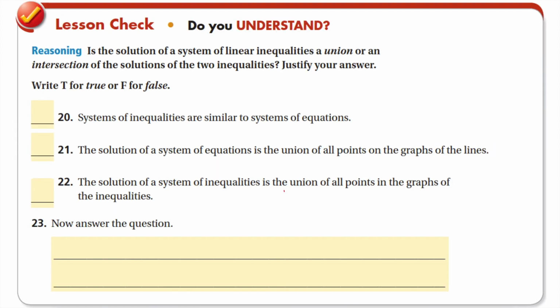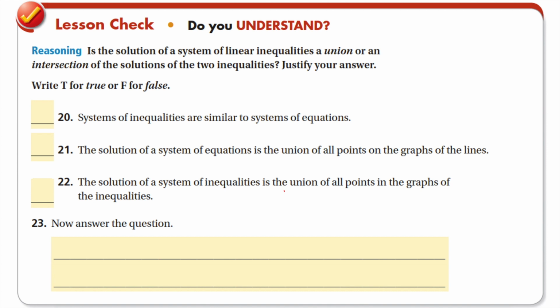And we finally made it to the lesson check, guys. So, is the solution of a system of inequalities a union or an intersection of the solutions of the two inequalities? Justify your answer. In other words, are we going to be talking about things that are going to be touching one another, going in between, or are we talking about the things that go outward from one another?